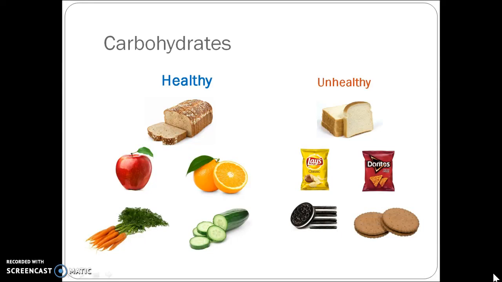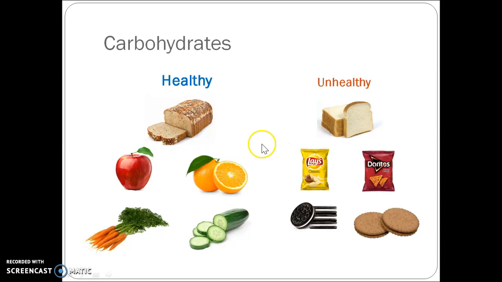So the first portion, we're going to talk about carbohydrates, some healthy versus unhealthy. The healthy options are on the left-hand side, and we see here whole grain and whole wheat bread, apples and oranges, carrots, and cucumbers. So fruits and vegetables are healthy options for carbohydrates, and on the other hand, we have white bread. White bread is the unhealthy option in carbohydrate source.